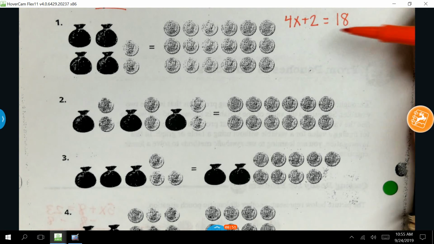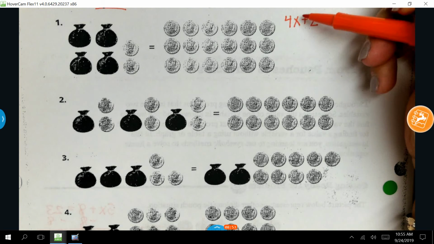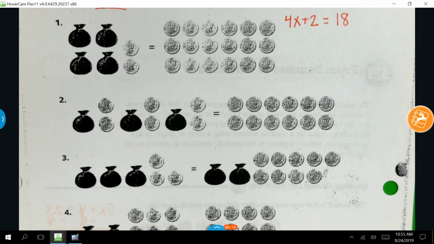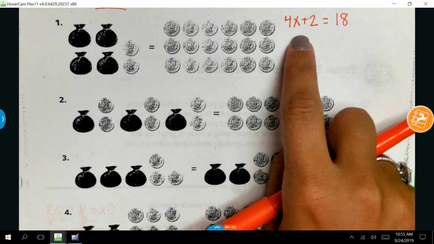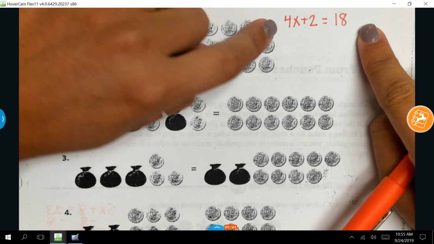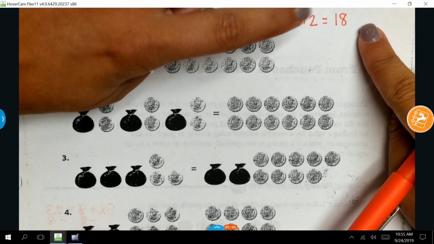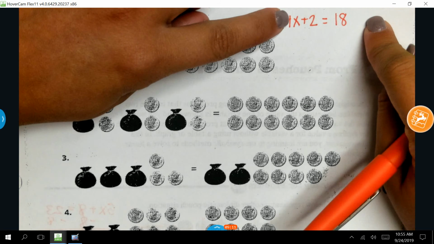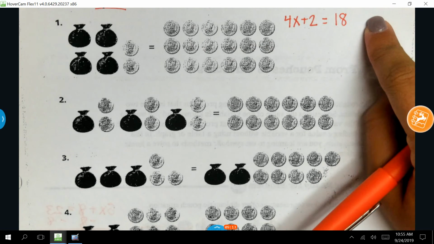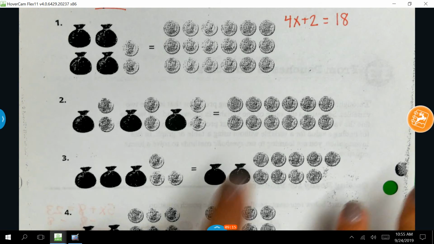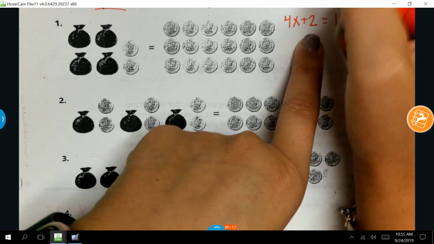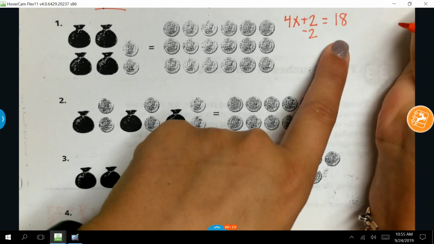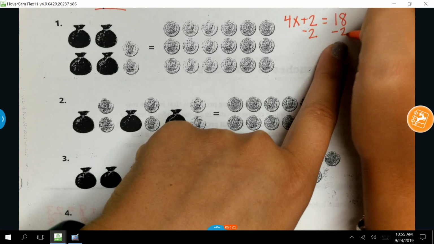Now I want to solve that equation to find out what x is, to find out how many coins are in each pouch. So what do you think the first thing I need to do here is? Hudson. Yeah, I want to subtract 2 on both sides, because looking at this equation, it tells me that I have pouches and coins, and then all coins. Remember, you want to make sure that you have all pouches on one side, all coins on the other side. So that's why I want to subtract my 2. If I subtract it from one side, I have to subtract it from the other.